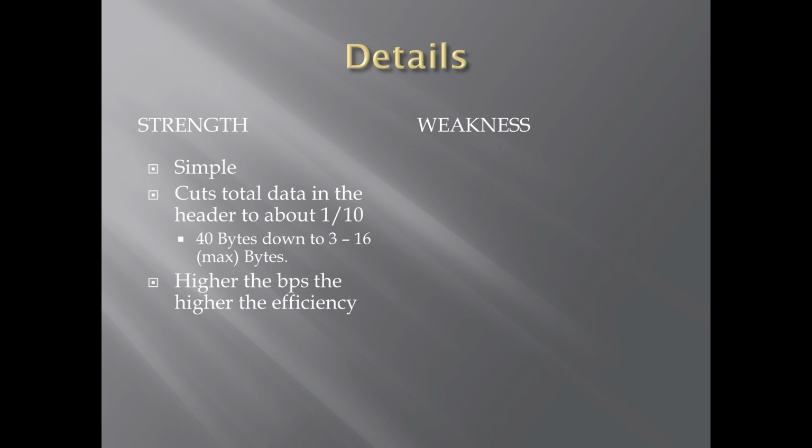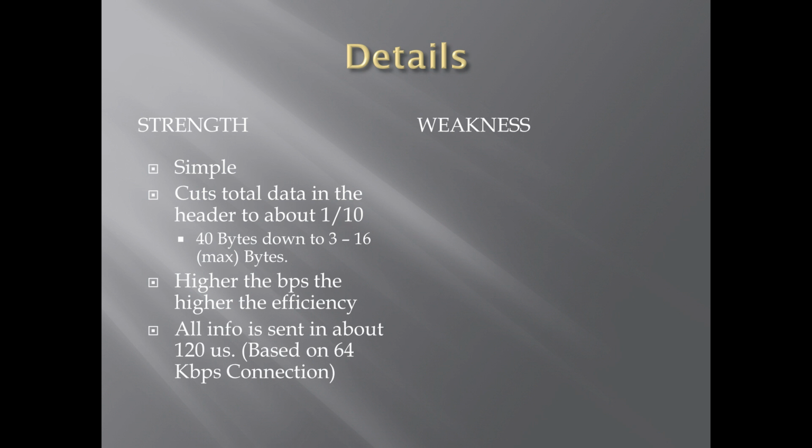Also, the higher the bps, the higher the efficiency. This protocol gets more efficient the faster your bandwidth is. Also, all info is sent in about 120 microseconds. This is just an arbitrary number picked when the protocol was created. It's based off the fact that most devices at the time were running 64 kilobit per second connections.